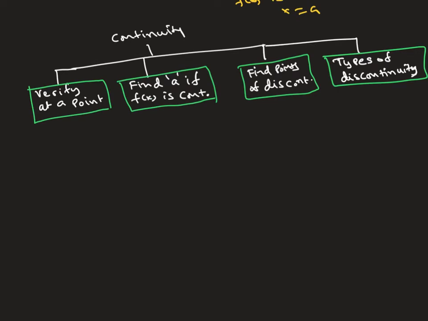We learn 4 types of problems in continuity. First one is to verify if the function is continuous at a point. Second one is to find the unknown variables like A and B if the function is continuous. Third one is to find a point of discontinuity if the function is given. And the fourth one is the types of discontinuity.